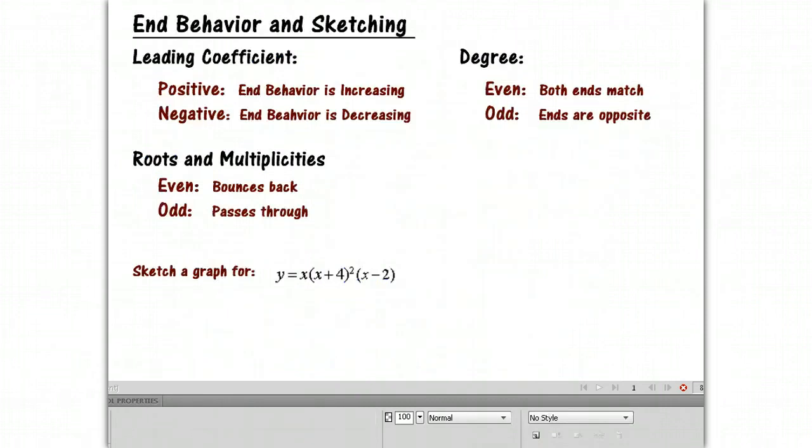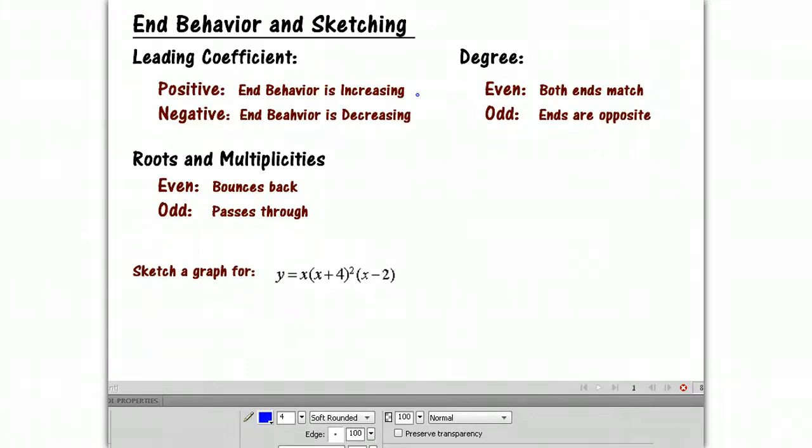The last thing we talked about was end behavior and sketching graphs. There were three main things we talked about with end behavior. Leading coefficient: if it was positive, the end behavior is increasing. That means at the far right side of your graph, as x approaches infinity, so does y. So that's going to go up like that. If the leading coefficient is negative, as x increases and goes to infinity, then y is going to decrease.